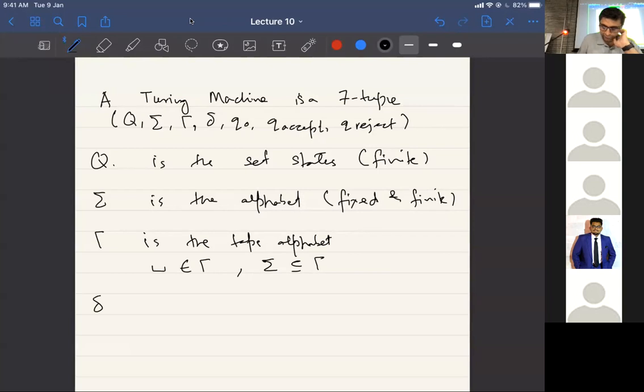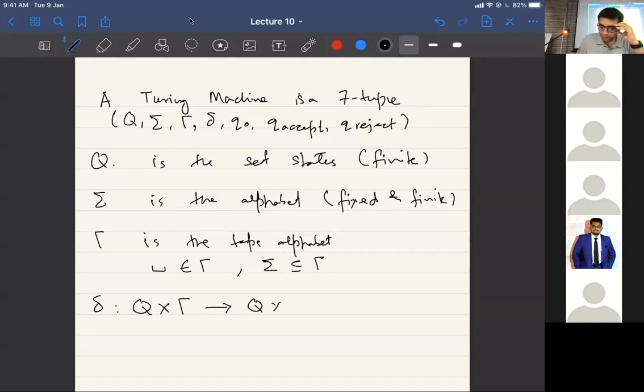Now the transition function. Transition function is defined this way. So we need to know what state the machine is in. We need to know what is on the tape symbol that the machine is reading right now. And based on these two things, machine decides which state to go to. Right? So far everything is like finite automata. So it needs to know which state it starts in and what is the current symbol that it is reading. And based on that information, it will decide which state to go to.